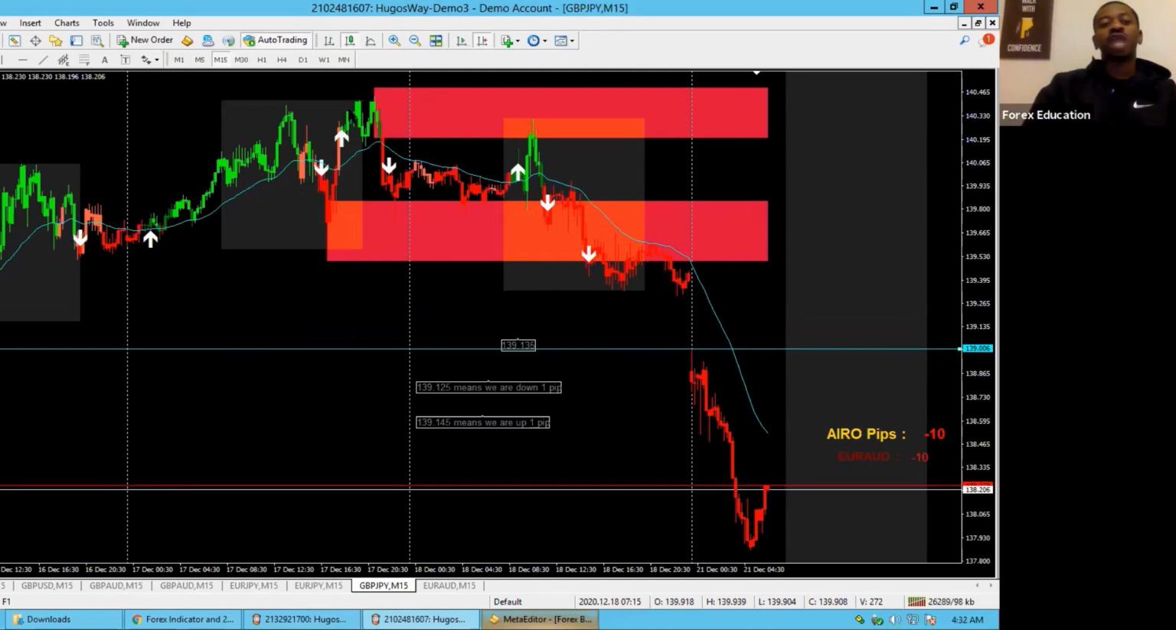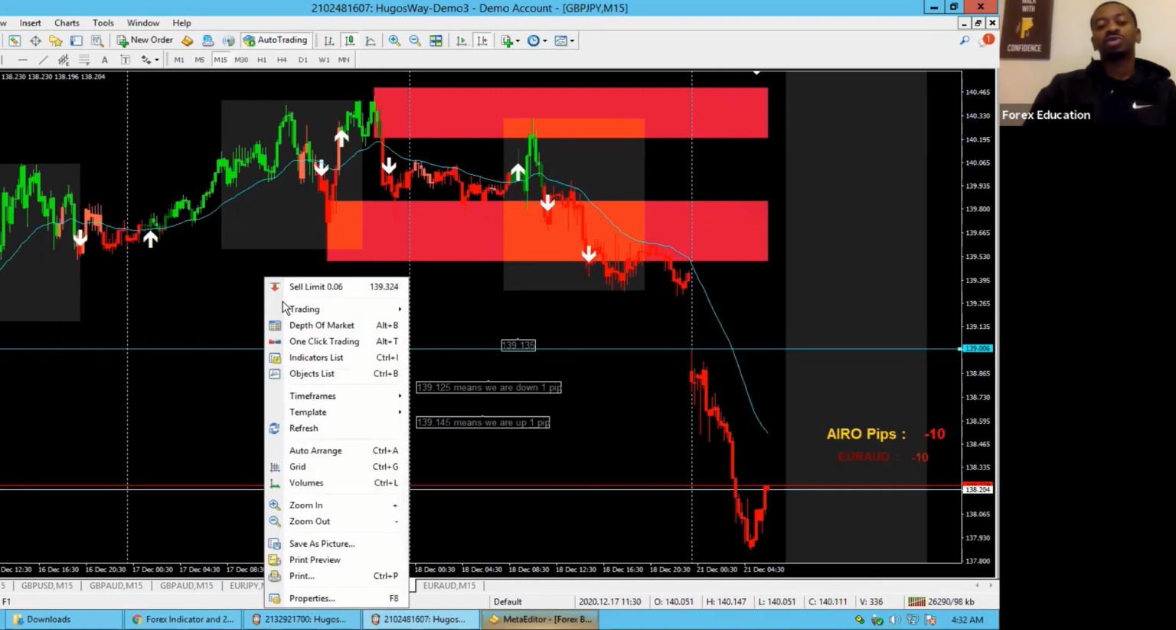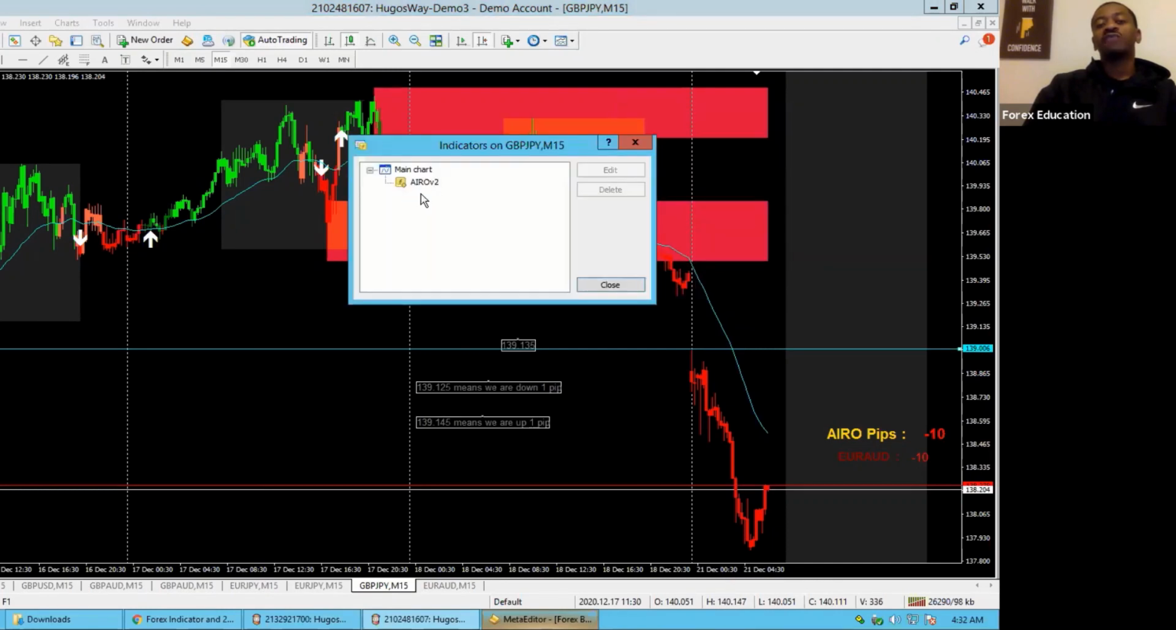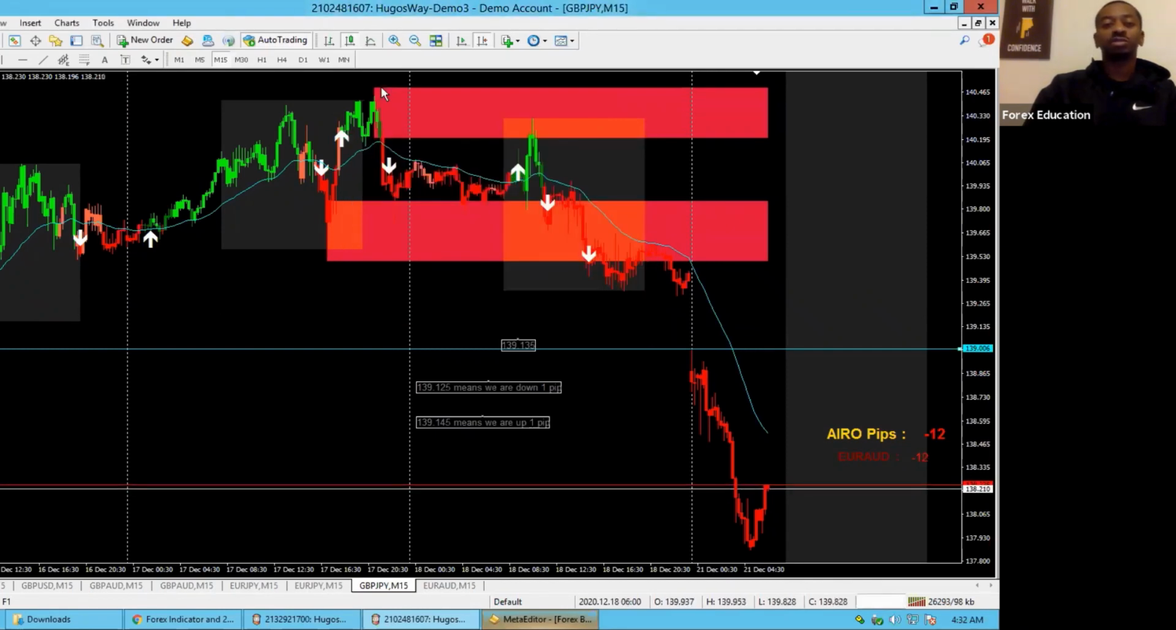If you have 2 moving averages on the chart, that means you still have the custom moving average, because when you first start the chart up, it's going to have a moving average. Right click on the black of the screen, go to indicators list, and you should only have AIRO V2 on your chart. If you see anything else under there, which you'll probably see your moving average, select it, hit delete, then hit close. Make sure the only thing you have on the chart is AIRO V2. Then that gets rid of the moving average.